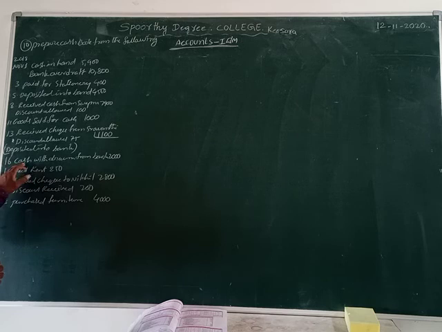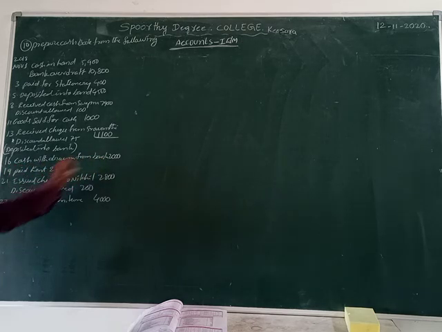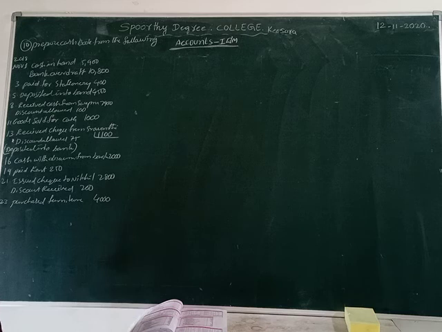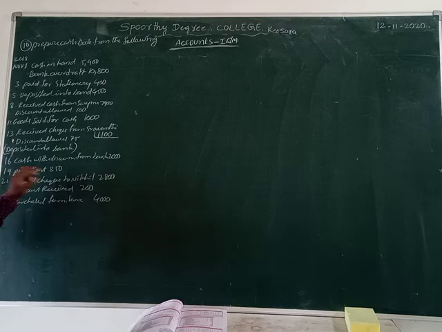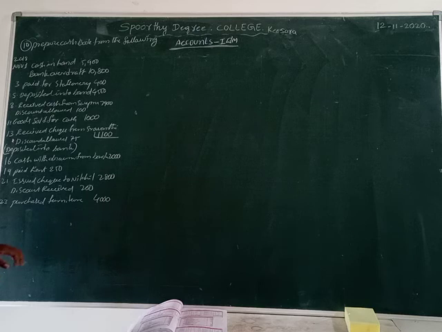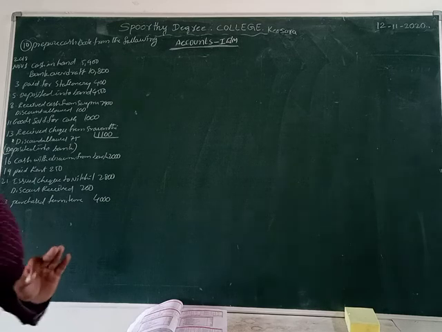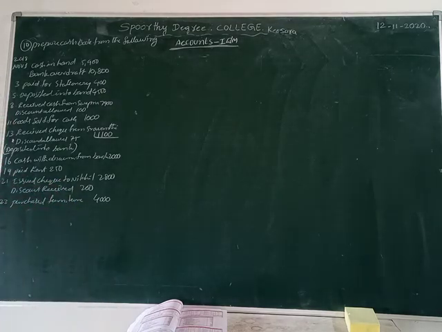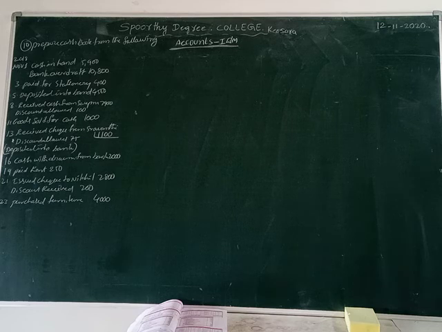Okay. Next, cash withdrawn from bank 2,000 rupees. Next, 19th date, paid rent 250 rupees. Another one is 21st, issued check to Nikhil 2,800 students, and discount received 200 rupees. Next, purchased furniture 4,000 rupees. These are completely business transactions, students.